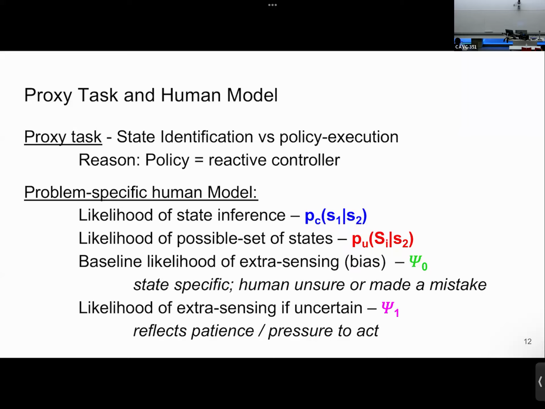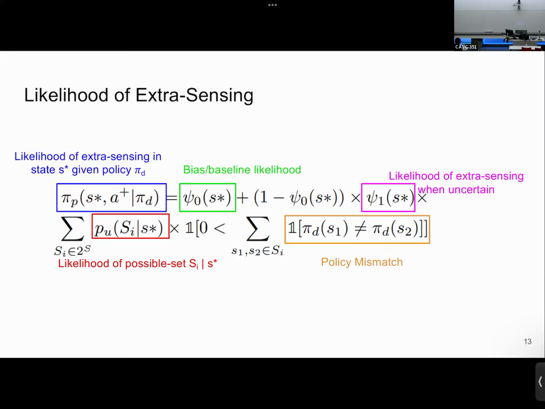What psi-1 tells us is if they are uncertain, not just a bias term, how much more likely are they to take it? In Amazon, they're famous for saying, finish as many products as possible. This term may actually be very low because of the pressure to complete orders. They don't have the luxury of trying and figuring out which is the perfect size box. They may just throw it into a box anyway. So in this way, we model a very finite subset of the human's behavior, just as much as is needed for us to figure out what plan to give them.